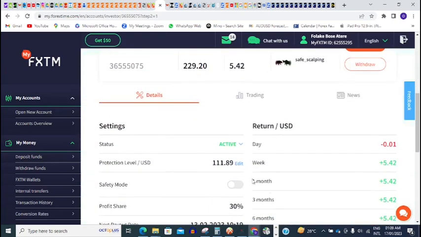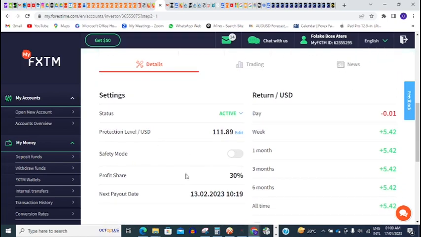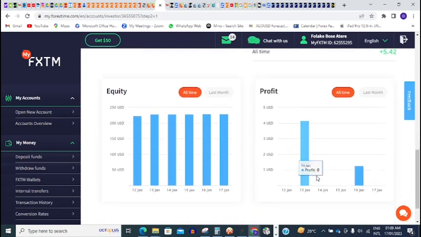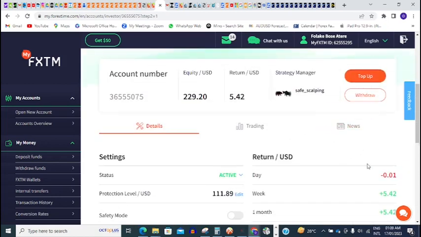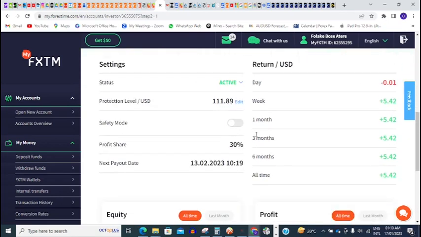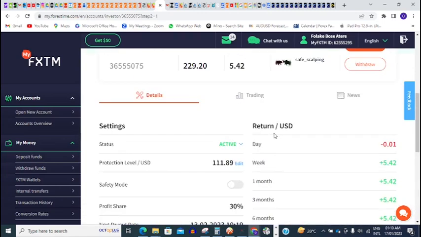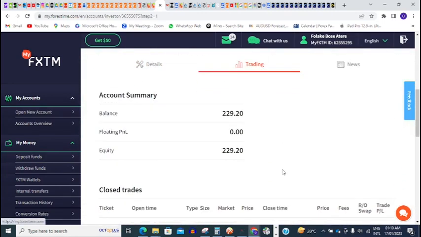So under Safe Scalping, today is just minus 0.01 dollar. So that's still my protection level. This is what it has made for me in 1 week, $5. But in 1 month, because I just started copying him anyway. On this day he made $4. Yesterday he made $1.27. Today we are still running, so we are at minus 0.01. Okay, let's check his trading history.